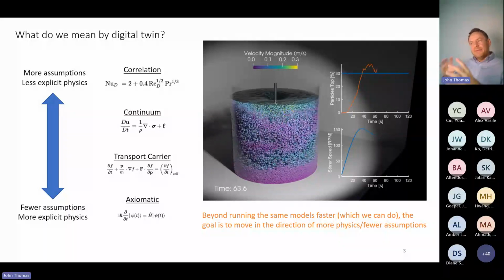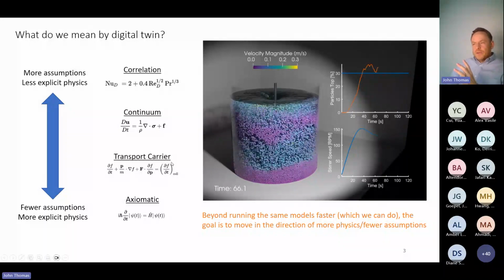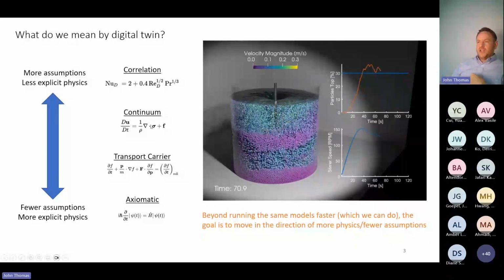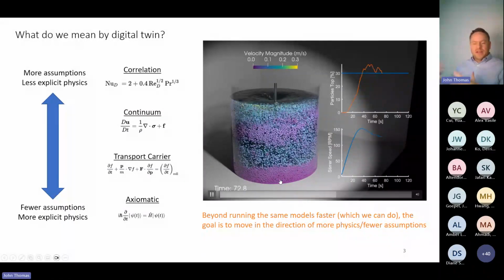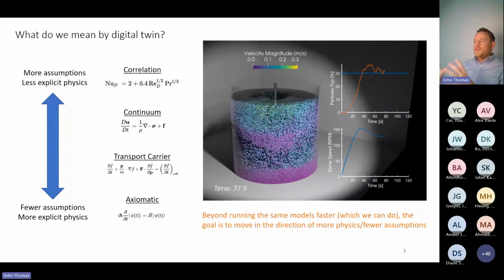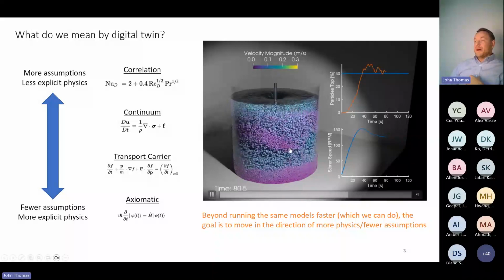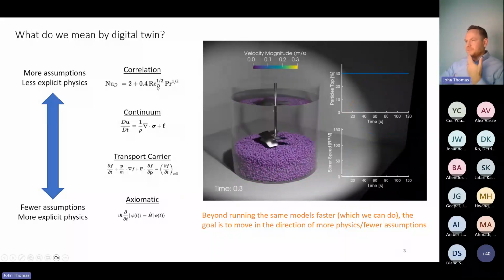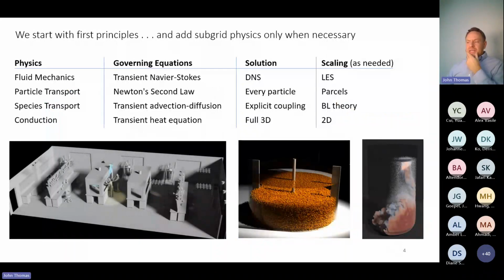But at the end of the day, I'm able to get at this more foundational transport model that has fewer assumptions than, say, a correlation or continuum-based approach, but can run at a speed that is practical within industrial settings and bridge different gaps. In fact, I could use this type of model to develop correlations rather than relying on them exclusively. So what does this mean?